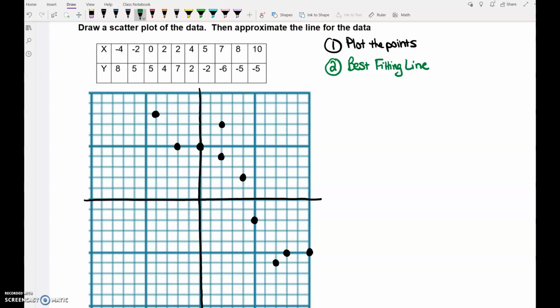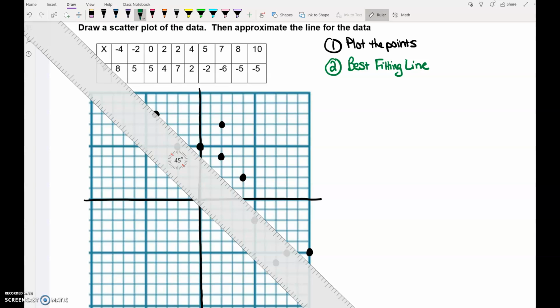This is honestly the hardest part of what we're doing. You want a line that seems to fit the overall slope of the points that we have. You want approximately the same number of points above and below the line. You want to kind of equalize the space.